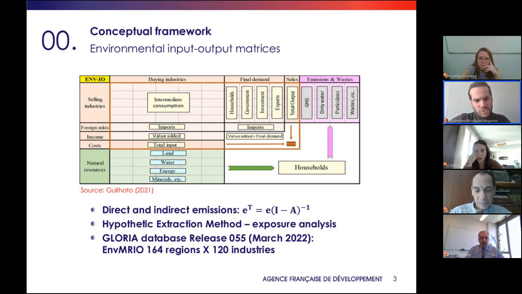And to do this, we use this new database. It was launched one year ago, the environmental multi-regional input-output table with 164 regions and 120 different industries. We have a very detailed level of industries, so it's very interesting because we can look at things specifically.